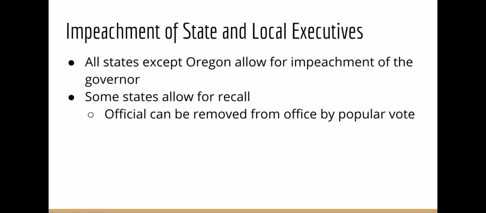Impeachment does exist at the state and local level, except for in Oregon. Okay, some states have the ability to recall, which is where an official can be removed from office by popular vote. So instead of waiting out the term, if an official isn't doing as the constituents want or is going back on their campaign promises, they can be removed from office.